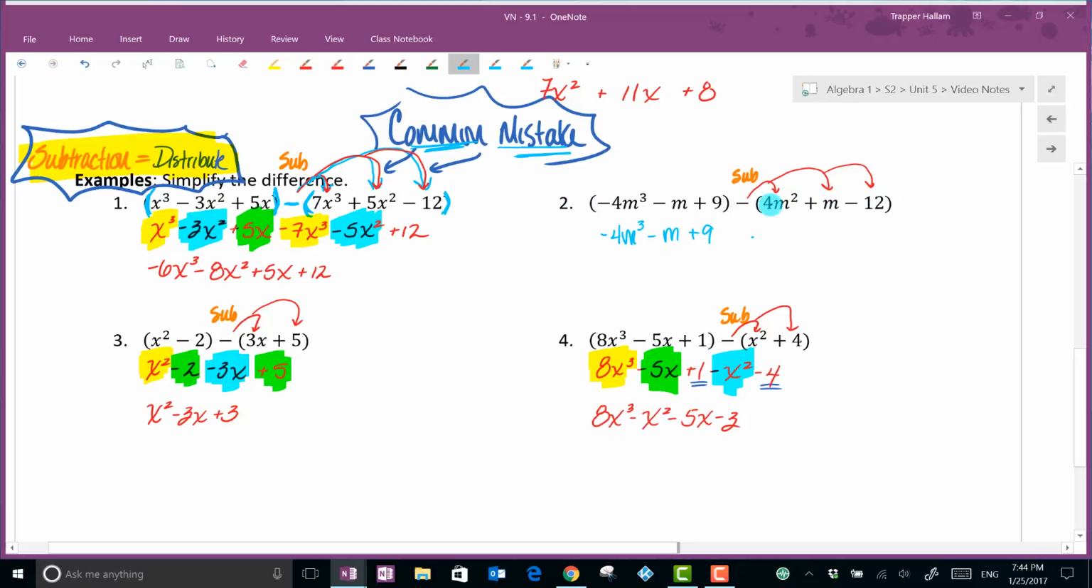This negative is going to be distributed to all of these three terms of this polynomial. So I'm going to go ahead and switch all the signs here. So this becomes a negative 4m squared. This becomes a negative m. This becomes a positive 12. Now I'm going to start to combine like terms.